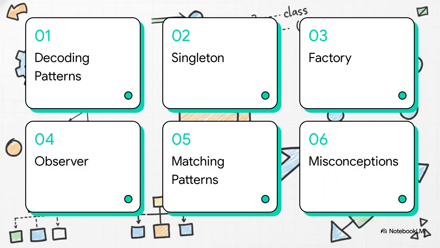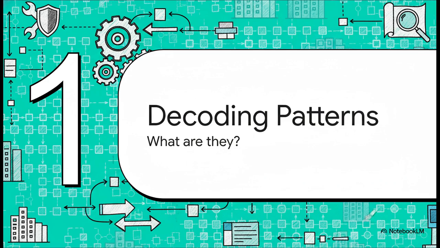Here is our roadmap for today. First, we'll decode what design patterns actually are. Then, we'll break down the singleton, factory, and observer patterns. After that, we'll practice matching those patterns to real-world problems, and finally, we'll clear up a few common misconceptions. All right, starting with Section 1, Decoding Design Patterns.